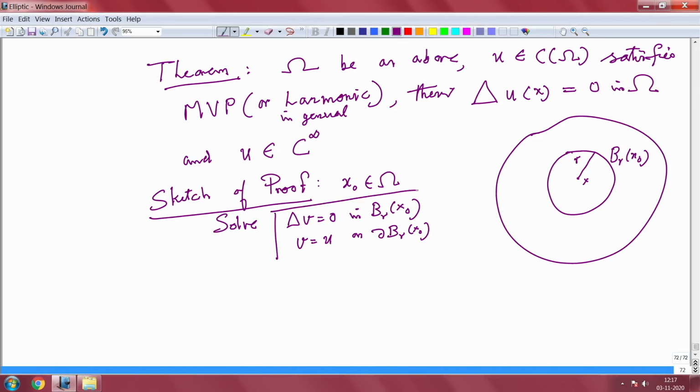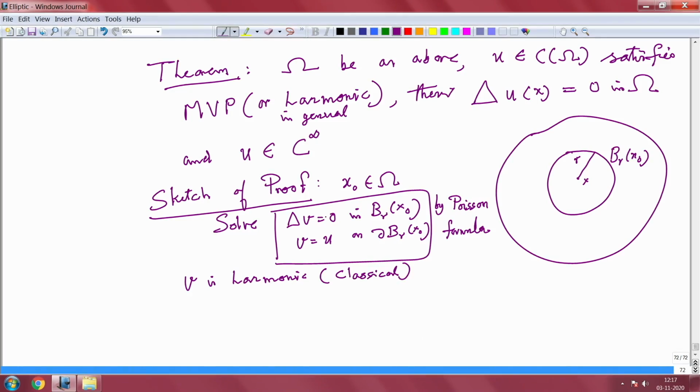By the Poisson formula, which we already did in the earlier class, such a unique solution exists. So, v is harmonic in the classical sense. In fact, v is C infinity in B_R of x naught, as we proved. But u is only continuous, and once v is harmonic and C infinity, it gives you the mean value property.